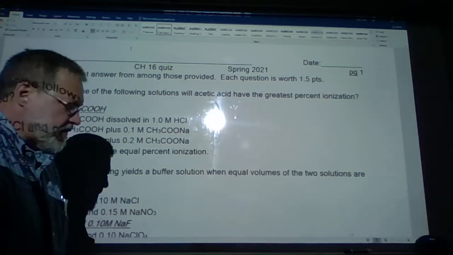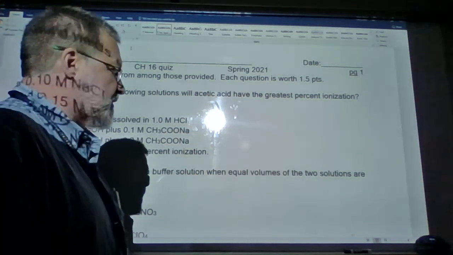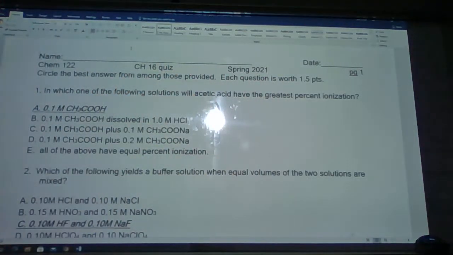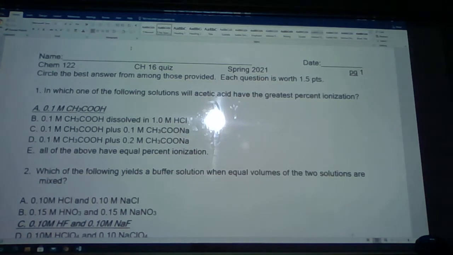Good afternoon. This is the Chemistry 122, Chapter 16 quiz review. Start with the first one. In which one of these solutions will acetic acid have the greatest percent ionization?